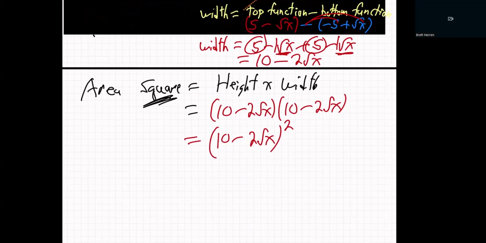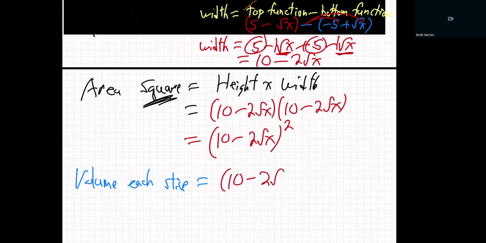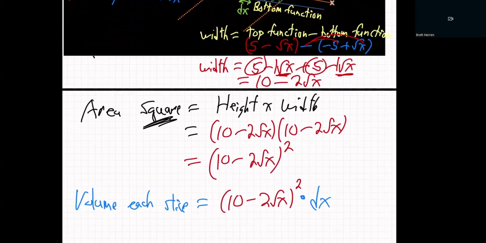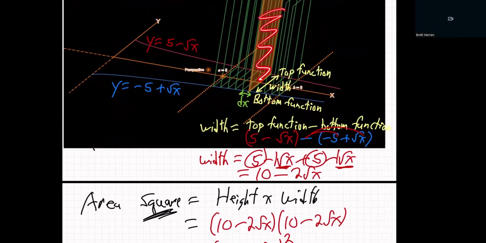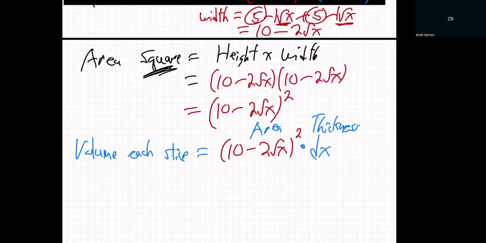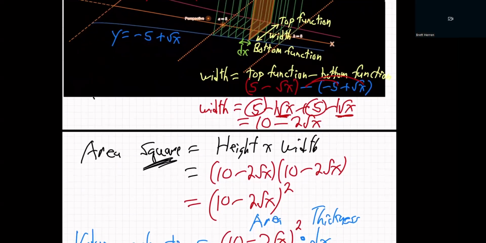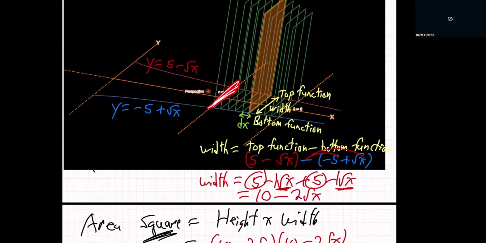So final step, the volume of each slice is going to be that 10 minus 2 root x squared times dx. That's the thickness, right? That's the area times the thickness. So we've got the area of the square times how thick it is to get a three-dimensional volume of each slice. There it is. So then we just have to add those up. We just have to integrate those from 5 to 8.